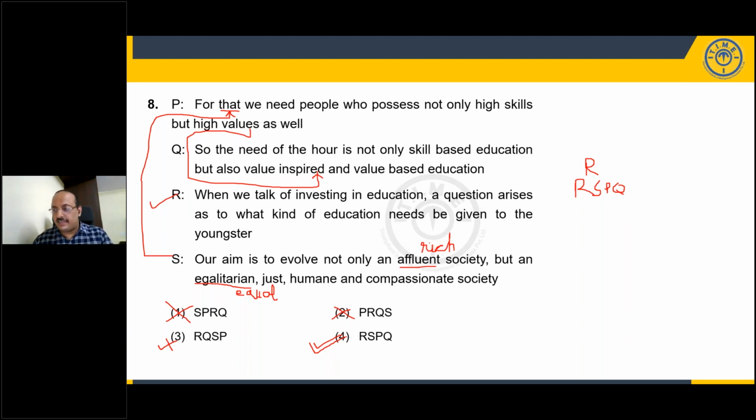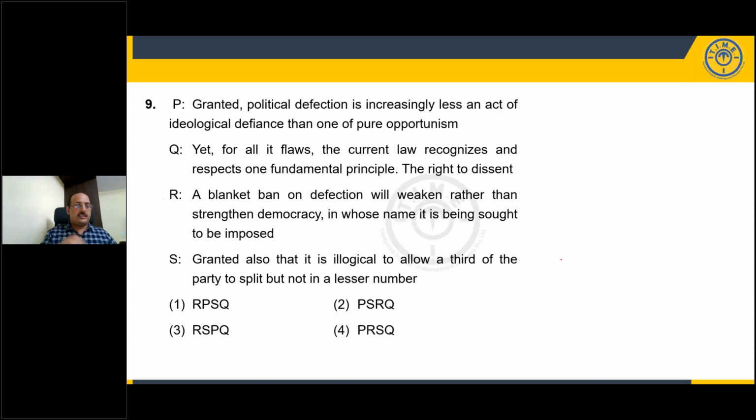So initially we said that we need a certain kind of education. We talk about investing. What should be the aim of that education? A certain kind of society. So for that we need a certain kind of people. So the need of the R is this particular thing. So RSPQ becomes my answer. I hope this is clear, everyone, how we work this out. Okay. Now let's try the ninth one. A bit tricky. Just give this a try.